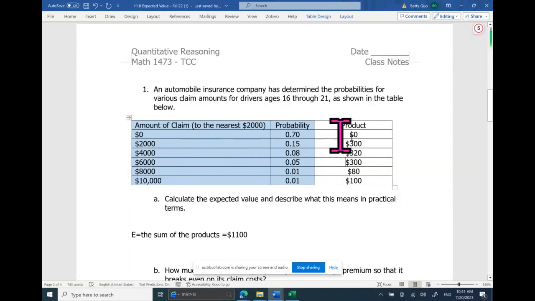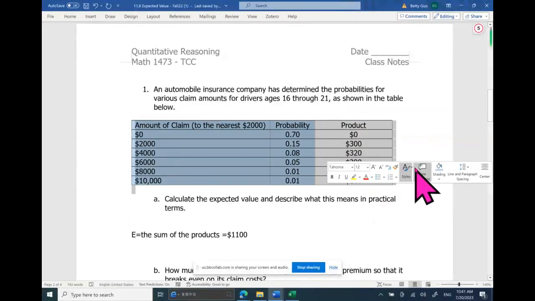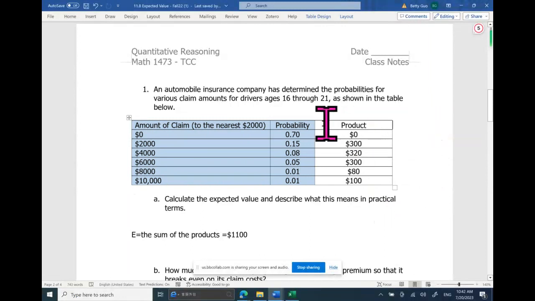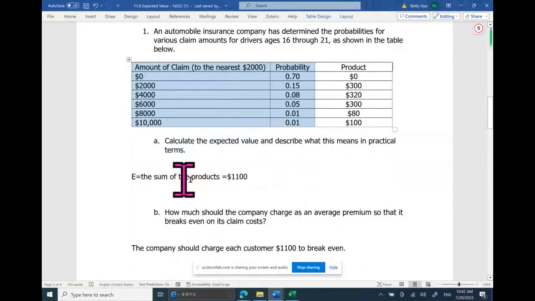And on top of that, we add one more column. That's the product. We just simply multiply each possible value of the amount of the claim by the corresponding probability. And then we add up all the products to have the expected value. All right. Feel why is it like that? Because the probability here is kind of like a weight, right? Kind of like a weight.